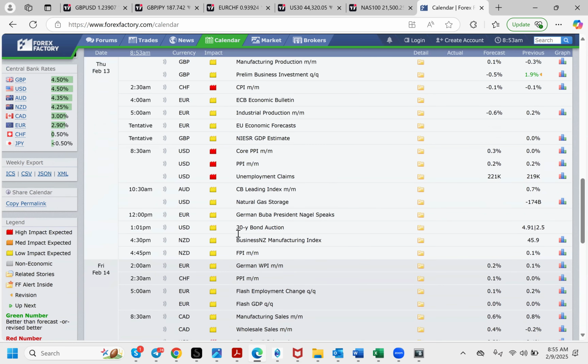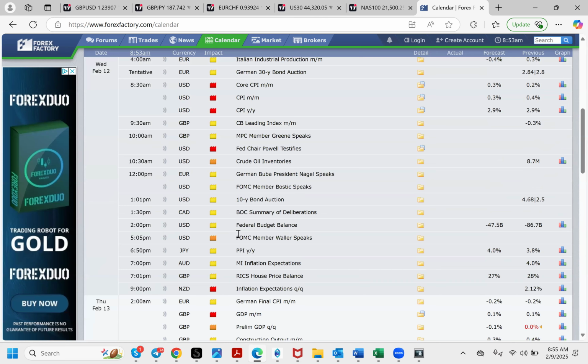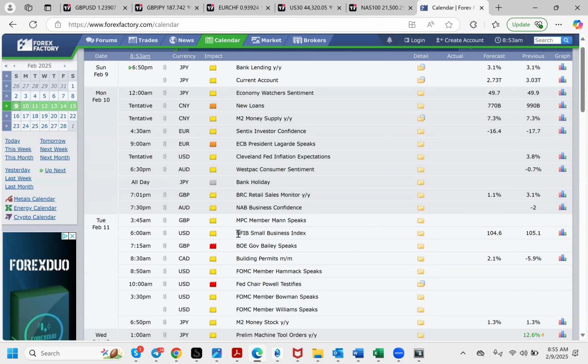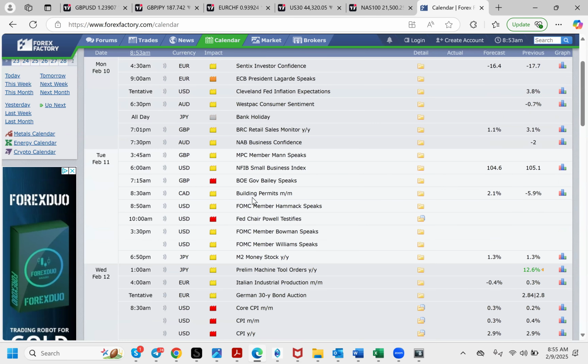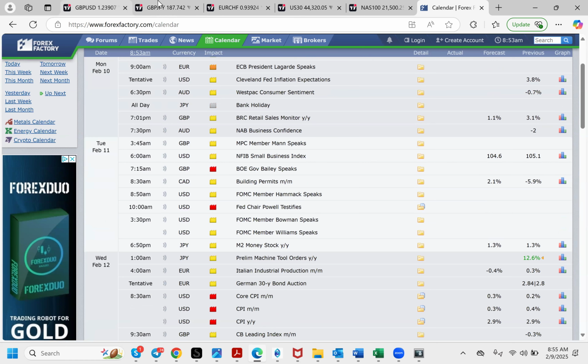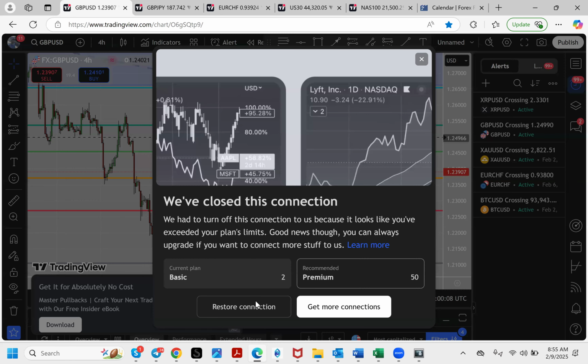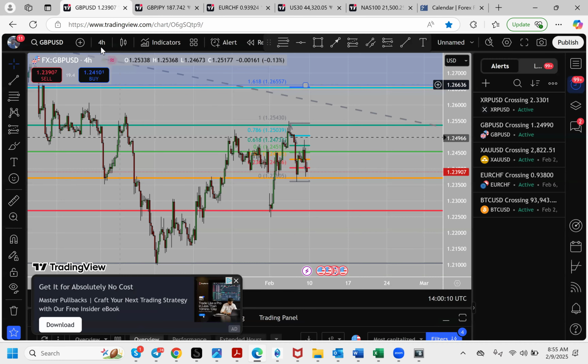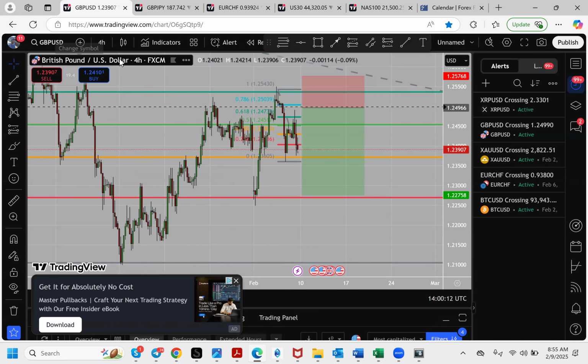So overall this week, mainly New York session is going to be where the bulk of the volatility is going to be in, started from Tuesday onwards to Friday. So right now this week, I'm focused on a few pairs. I'm focused on GBP USD. And right now, look at the 4 hour chart.